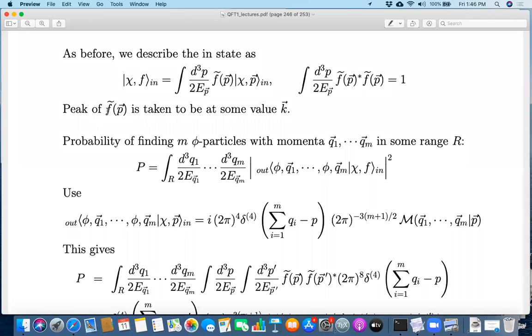And we will take the peak of this momentum space wave function to be at some value, which I'll call k. In this case, the position space wave function is not going to play too much of a role. With this, we can again write down the probability of finding m phi particles with momenta q1 to qm in some range R. That is given by an expression very similar to what we had yesterday, except that in the in state you have only one particle instead of two. Otherwise, it's the mod square of the S matrix element integrated over the momenta of the final state particles. And we again use the Lorentz invariant integration measure, because that's the way we have normalized our states.